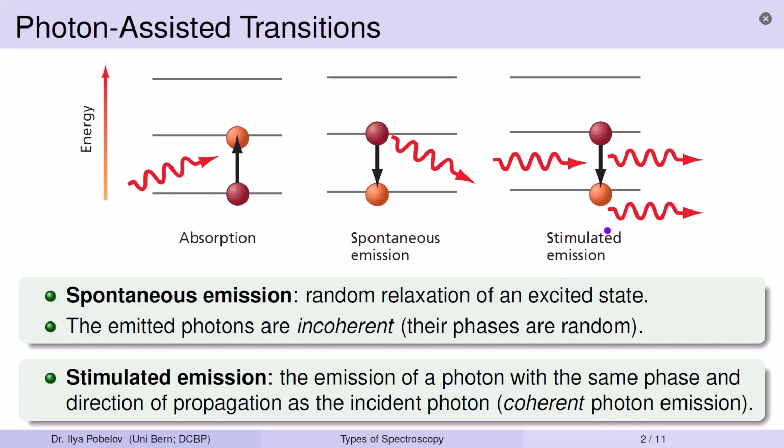Stimulated emission. Initiated by an incident photon, this process results in the emission of a photon that has the same phase and direction of propagation as the incident photon. This coherent photon emission is the principle behind lasers, which produce a beam with minimal divergence.